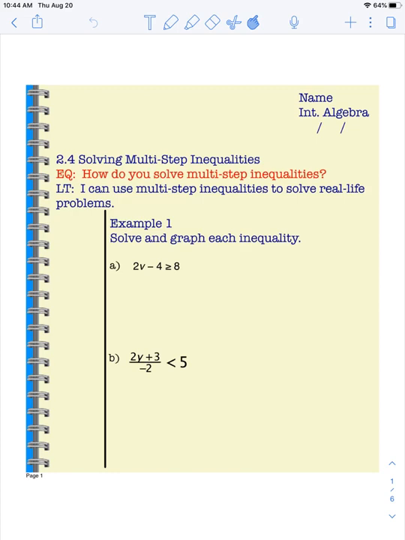Hello, algebra students. Today's lesson is on 2.4, solving multi-step inequalities. Our learning target is I can use multi-step inequalities to solve real-life problems. Yes, that means we'll have some problem solving at the end of our examples. All right, no vocab today. Let's just jump right into example 1.